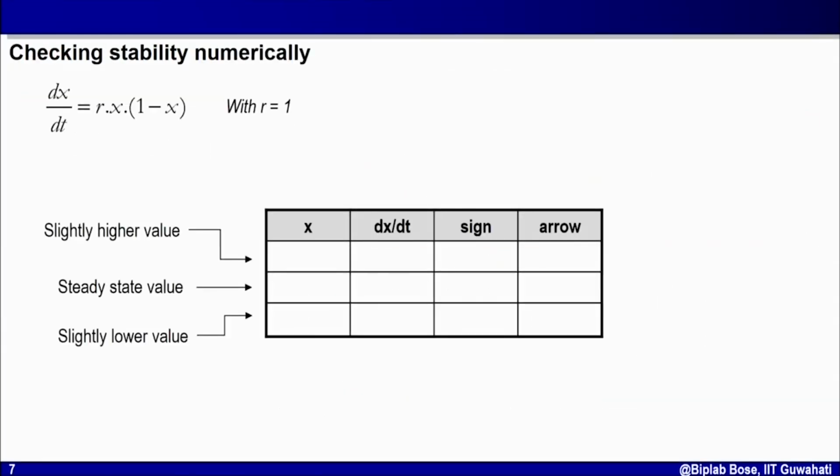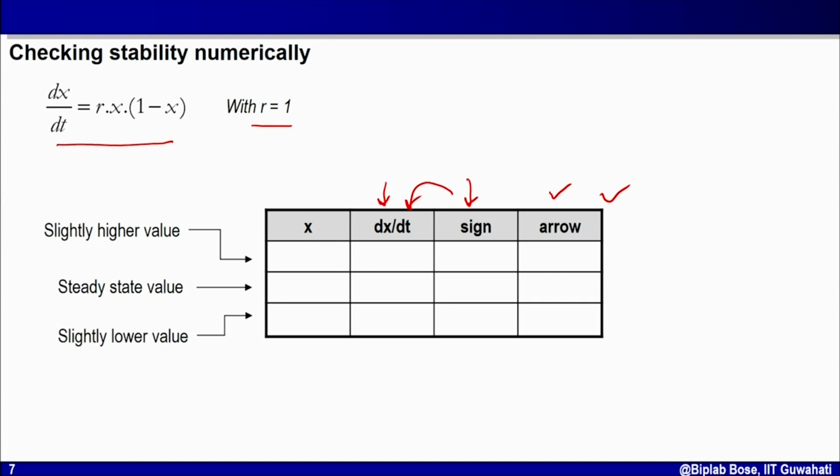Now let us look into another way of analyzing and identifying the stability of steady states. Let us take the same example, dx/dt equal to r times x times (1 minus x). We have considered r equal to 1 for simplicity. What we will do here is draw a table with 4 columns. The first column will represent the value of x. The second column is the derivative of x as given by the ODE. The third column is for the sign of the derivative. And then we'll have a column for the arrow. I will explain what type of arrow we will put here.